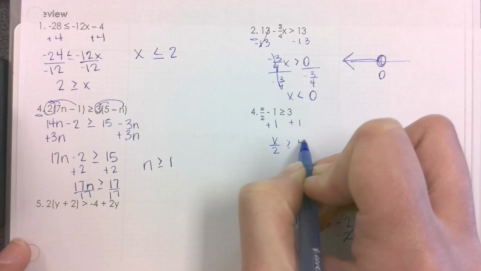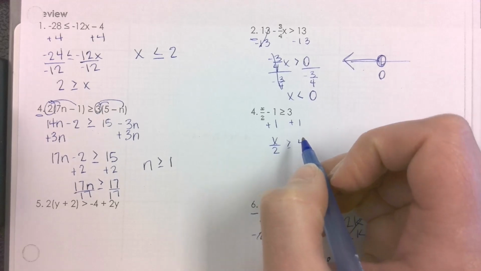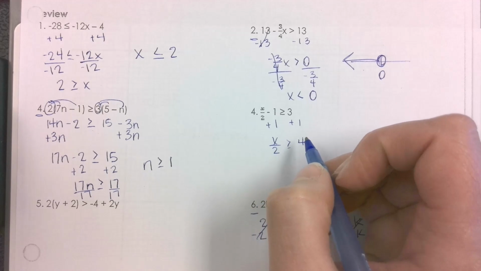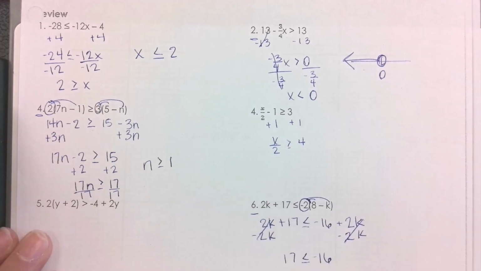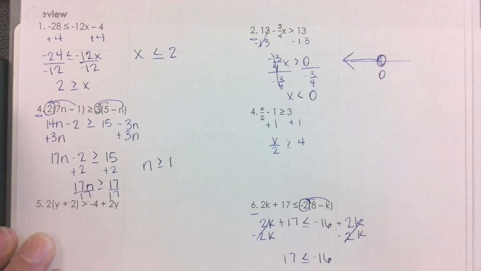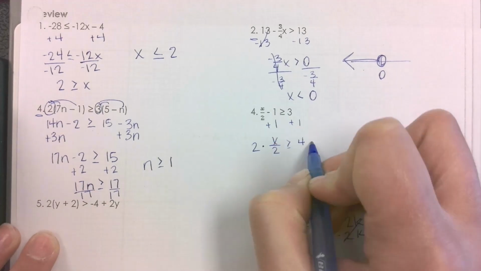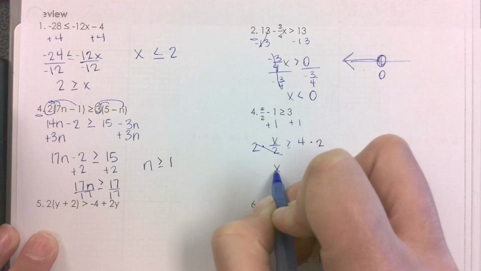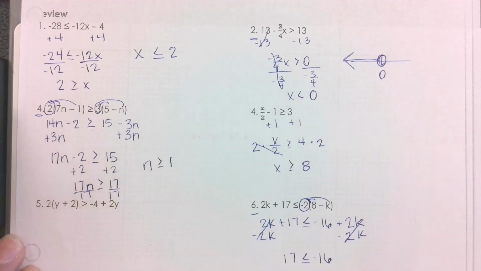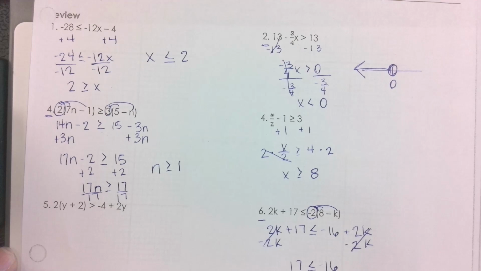Gina, what do we do from there? It's dividing, so what's going to be the opposite? Multiply. So we're going to multiply both sides by 2. That's going to give us x is greater than or equal to 8. Is that all right? Yeah, you should be checking your answers and going over this with me.